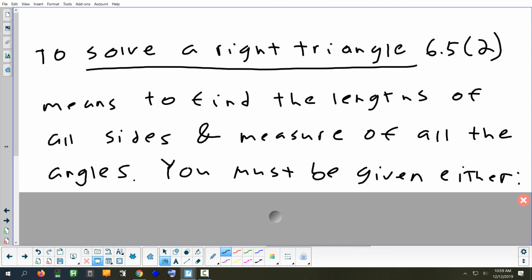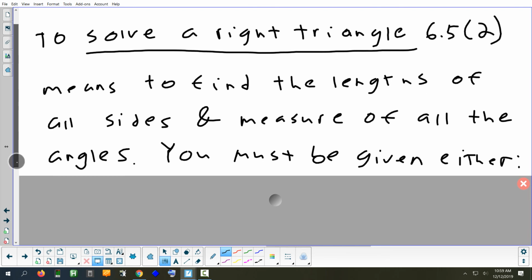So, if they ask you to solve a triangle, that means basically to find out all three sides and find all three angles. So there's 6 things. But we're working with right triangles. So what do you automatically know in every problem right away? There's a 90 degree. So out of 6 things, now we're down to 5.